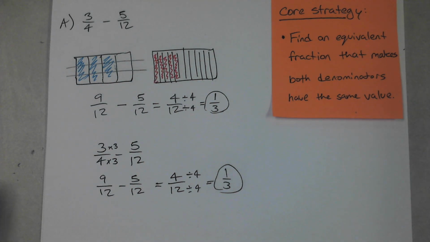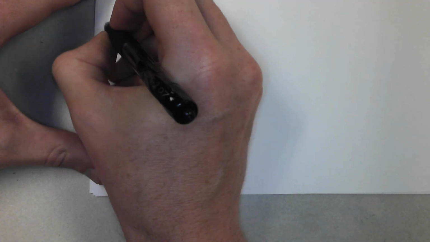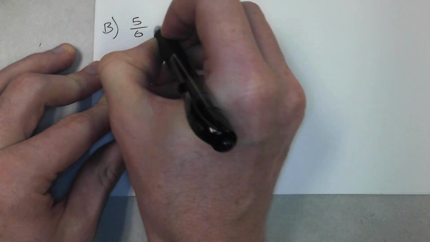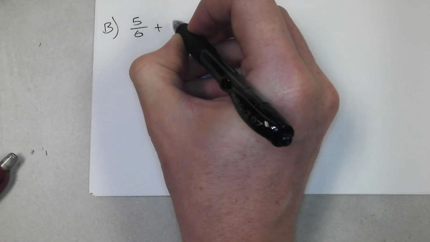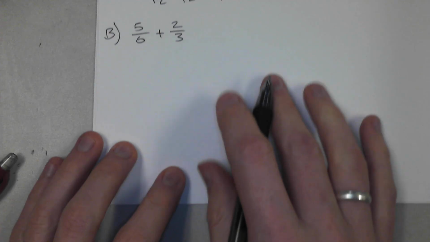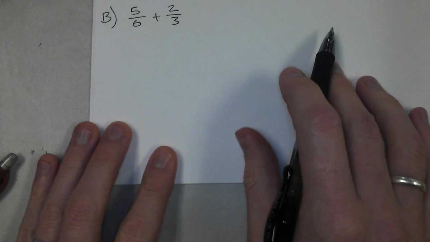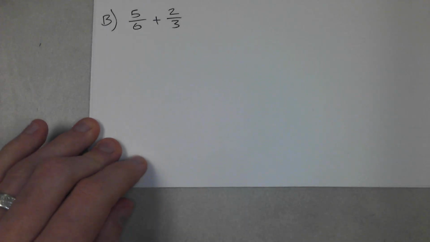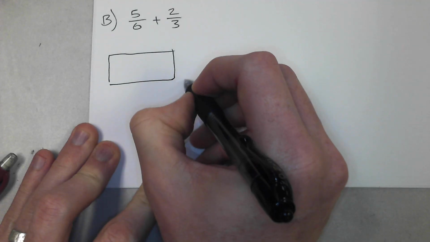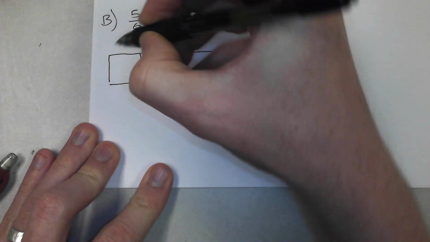Let's see that again with one more problem, and then I'll give you some practice to do on your own. Problem B is 5/6 plus 2/3. Now, you'll notice in the last problem, I only needed to change the fraction that was in the front. In this problem, I'm not going to need to change the fraction that is in the front. Let's represent it with a picture first. We're going to represent 5/6 and then 2/3.